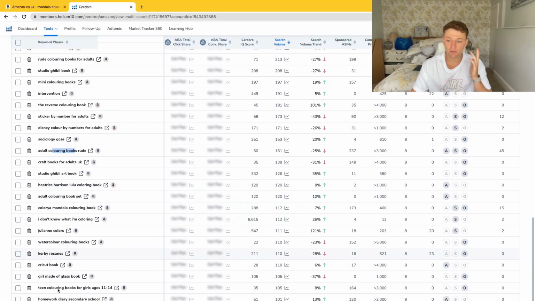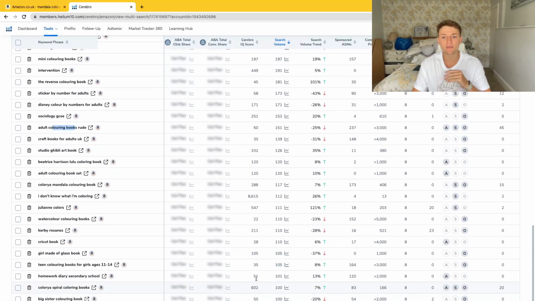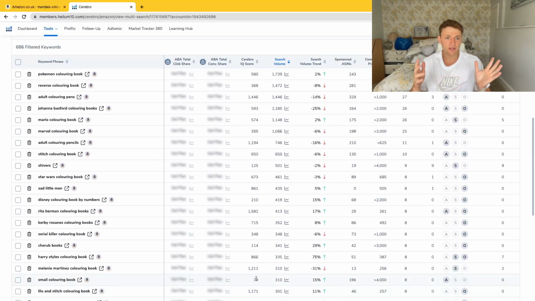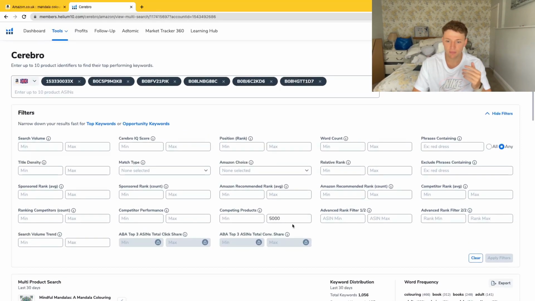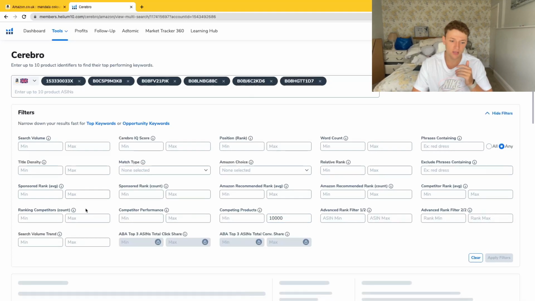And just basically go through all of this data. It's going to take a little bit of time because there's so many different products to look through, so many different filters you can do. I've just done 5,000 here, but you could easily get away with something like 10,000 and just go through all of these keywords and then just pick out the ones that you think are relevant for your book.